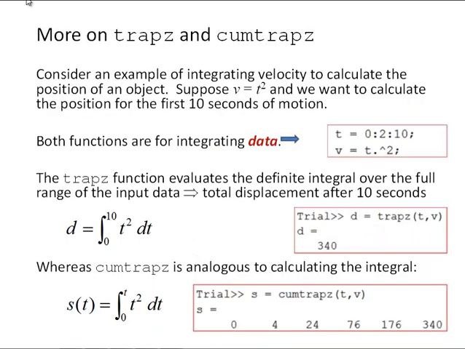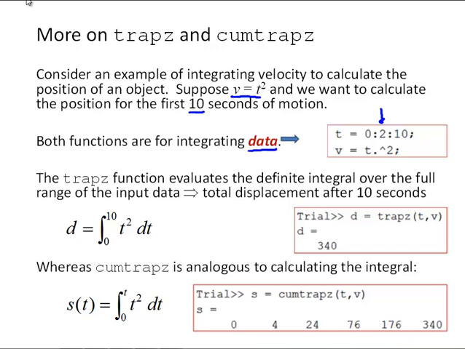Let's talk a little bit more about this difference between trapz and cumtrapz. Might be easier to understand in the context of an example. So suppose you're integrating velocity to calculate position of an object, and the velocity is given by the simple equation v equals t squared, and we want to calculate the position of the object for the first 10 seconds of the motion. So first of all, both of these functions are for integrating data. So the first thing we need to do is sample our function to generate data. And I've just sampled the function on intervals of 2 seconds to generate t and v data here.